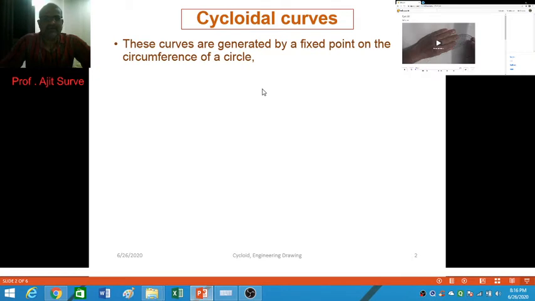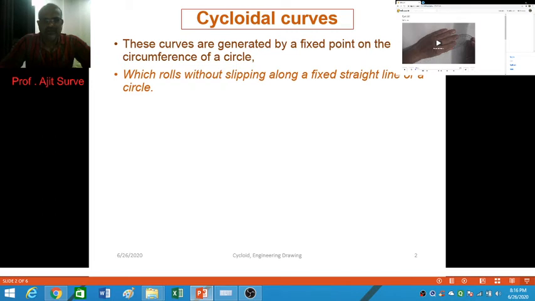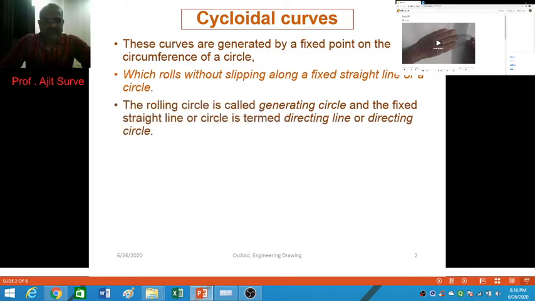Cycloids are the curves which are generated by a fixed point on the circumference of a circle. Whenever the circle rolls without slipping along a straight fixed line or a circle, the curve generated by the point on the circumference of that circle is known as a cycloid. This may be generated by rolling the circle outside another circle also. The rolling circle is known as the generating circle, and the fixed straight line or the circle is known as the directing line or directing circle.